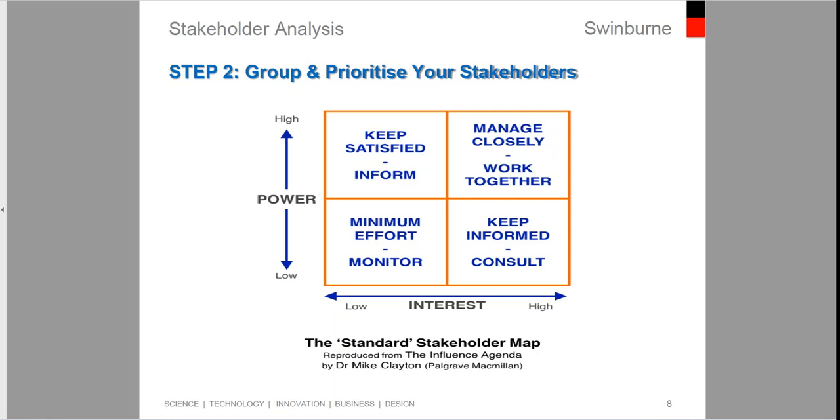And then we have low power and high interest stakeholders in the lower left hand corner. These stakeholders require close engagement and involvement. Even though their power may be limited, they often include project beneficiaries, community members, or local support organizations, etc. So we need to consult them.